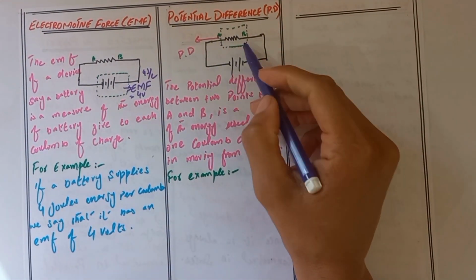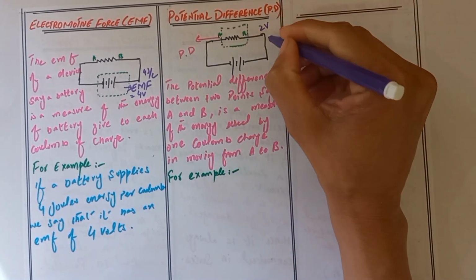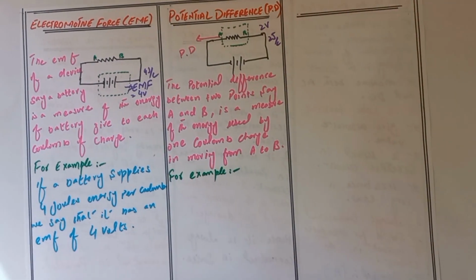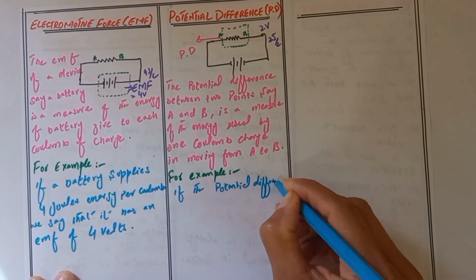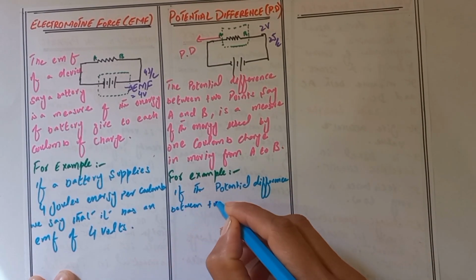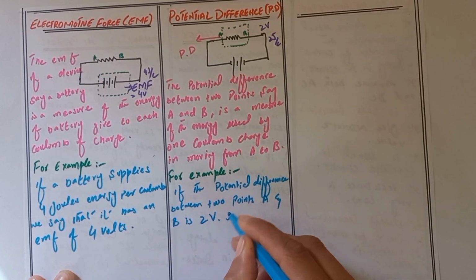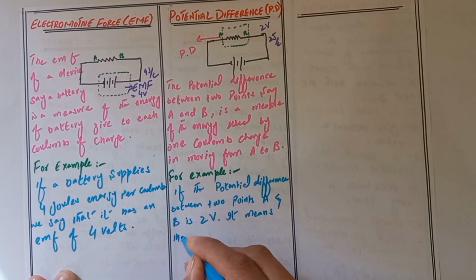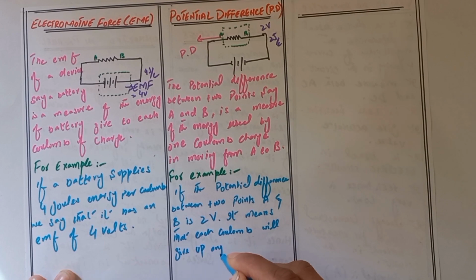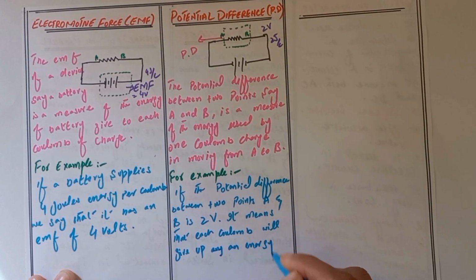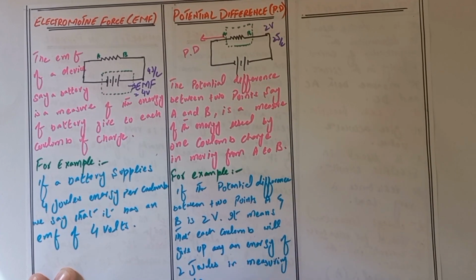If we measure the potential difference between 2 points A and B, for example, as 2 volts, it means that each coulomb of charge that passes from A to B will give up an energy of 2 joules per coulomb. So we write, if the potential difference between 2 points A and B is 2 volts, it means that each coulomb will give up an energy of 2 joules in moving from A to B.